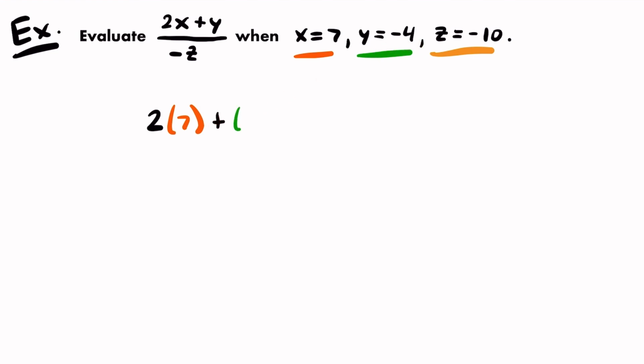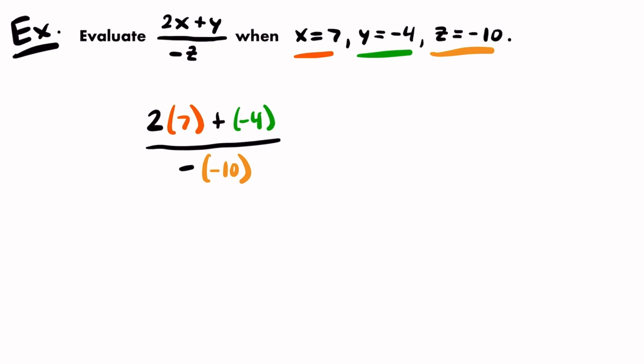So we are adding negative 4. That is what is in the top of the fraction here, or in the numerator. That's what we call the top part of a fraction. But then in the bottom of the fraction, or the denominator, we have negative z. So we'll have negative 1 multiplied by negative 10. That's what z is equal to. So we have negative 10.